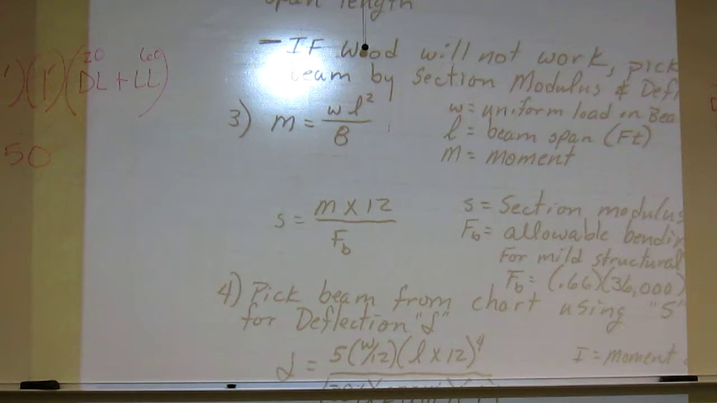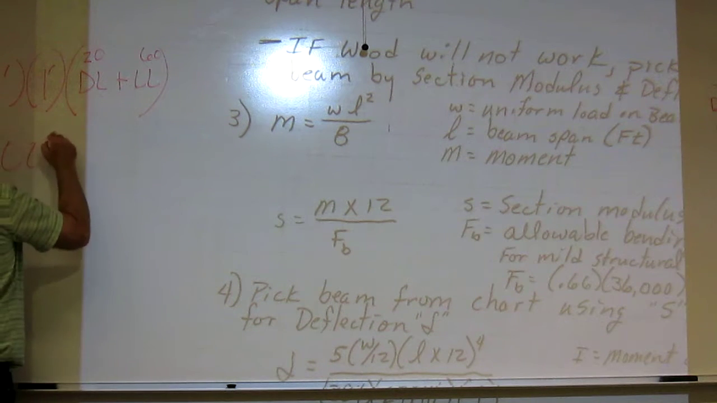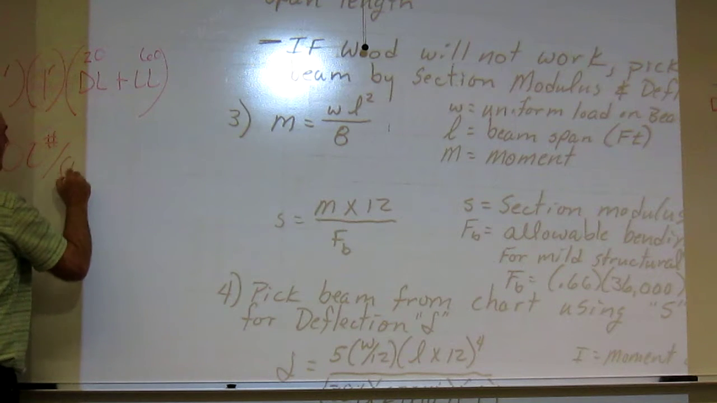Am I right? 400? 5 times 8, 40. How did I get 35? 8 times 7? Okay, 400. That's pounds per foot.